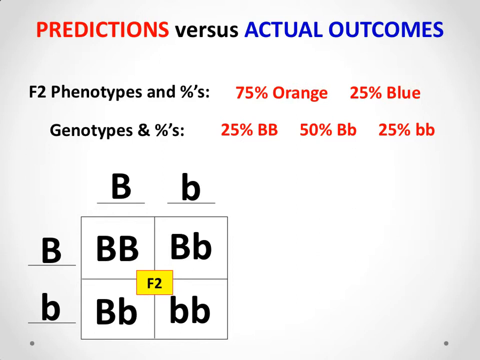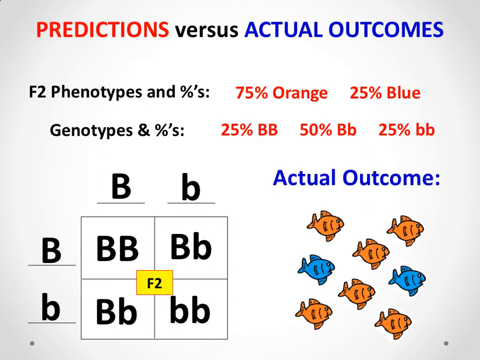This Punnett square suggests that 75% of the F2 should be orange and 25% should be blue. These 3 out of 4 have the dominant allele, making them orange. This 1 out of 4 only has recessive alleles, making it blue. As for genotypes, 25% are suggested to be homozygous dominant, right here. 50% are to be heterozygous, these 2 out of 4. 25% are to be homozygous recessive, right over here. But again, these are just predictions. We have to look at the actual outcomes to get our final results.